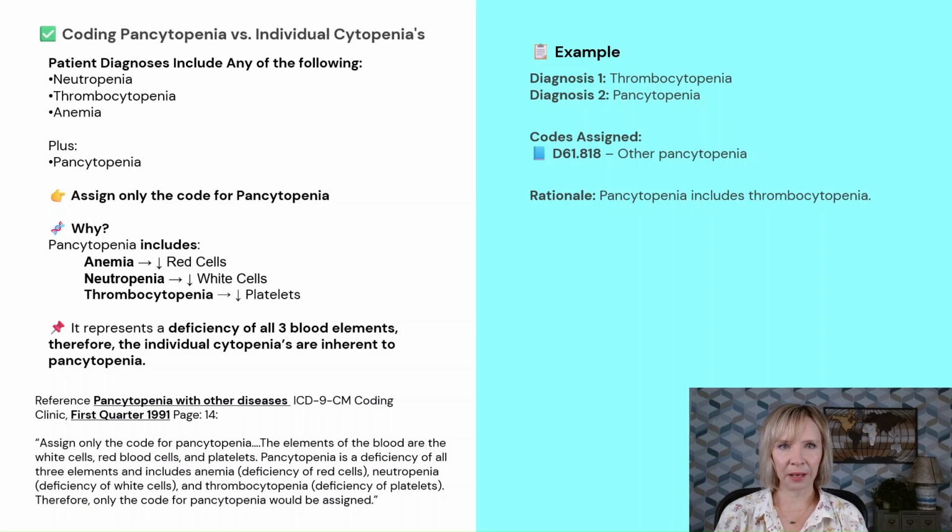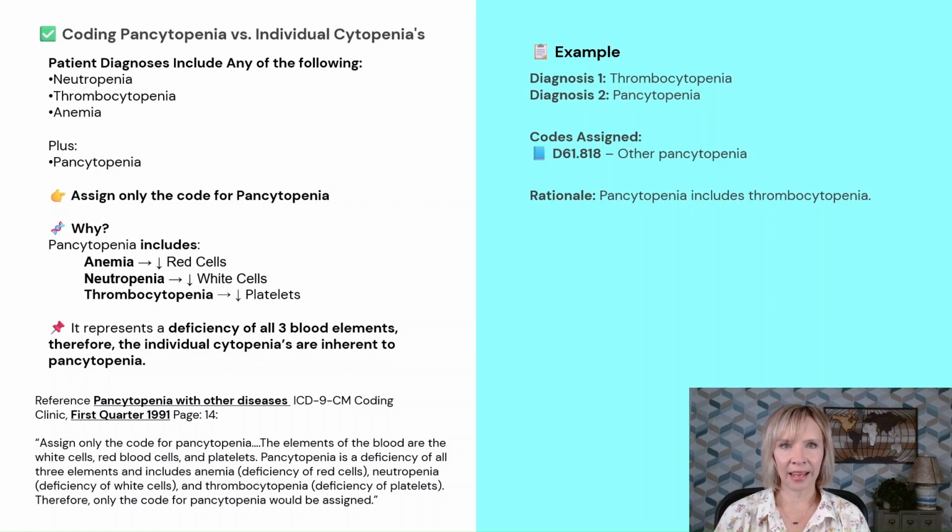Because pancytopenia includes anemia, neutropenia, and thrombocytopenia, if the documentation mentions any of them along with pancytopenia, you only need to assign the code for pancytopenia. Because it inherently includes each of those three cytopenias, there's no need to code them separately.